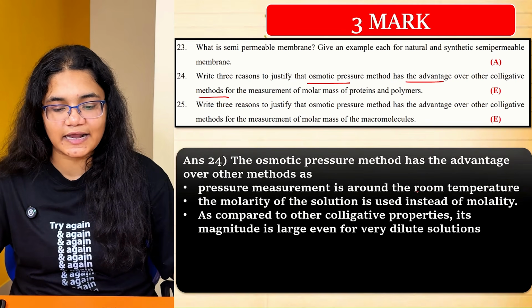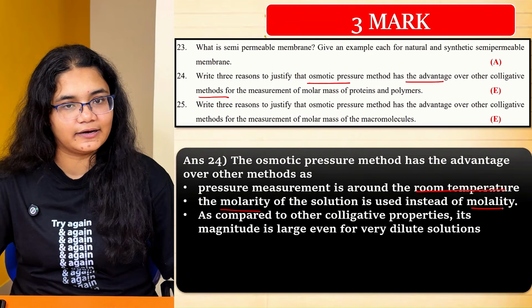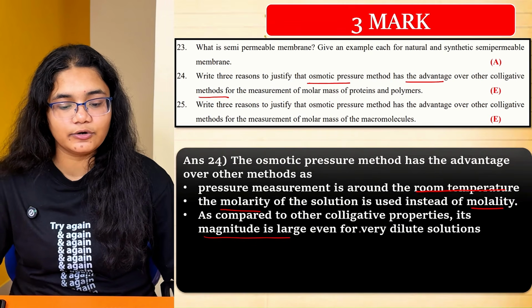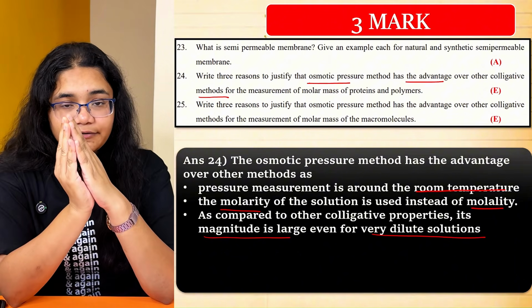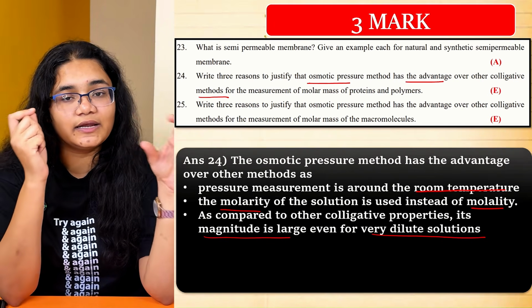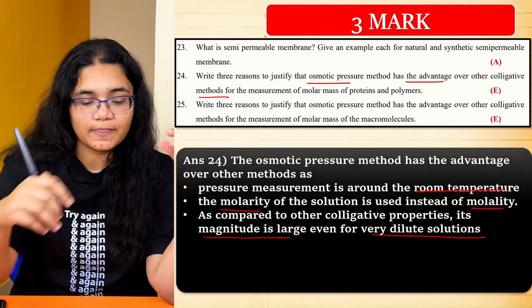Next, write 3 reasons to justify that osmotic pressure has an advantage over the other colligative properties. The first is that it is carried out at room temperature. Second, it uses molarity instead of molality. Next, as compared to other colligative properties, its magnitude is large even for a very dilute solution. Even if you have a very low concentration sample, the value that you calculate will be higher, and you can easily calculate the molar mass of the solute.